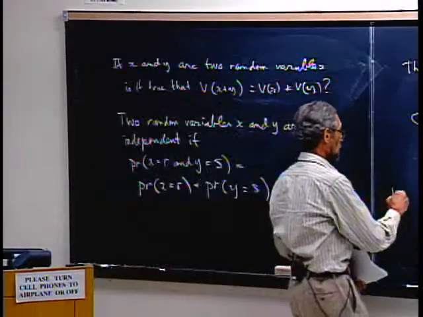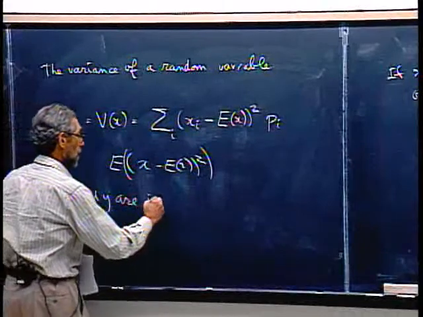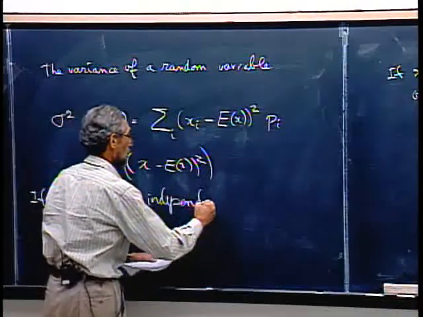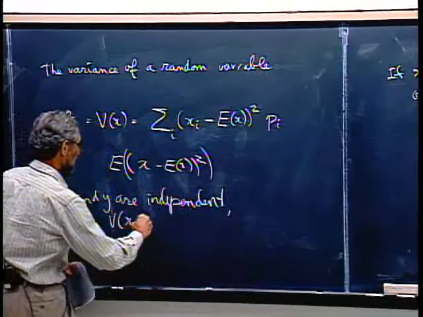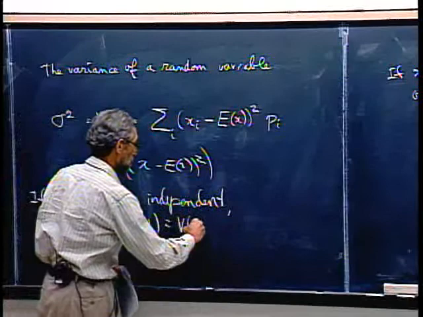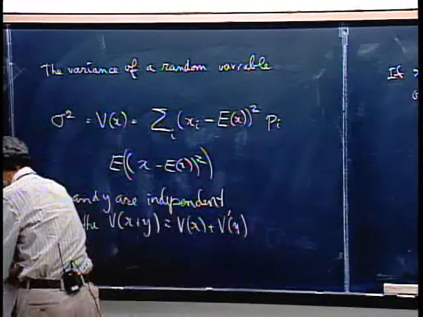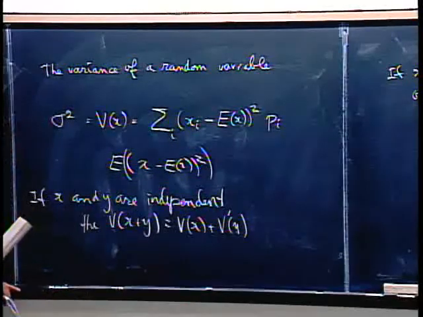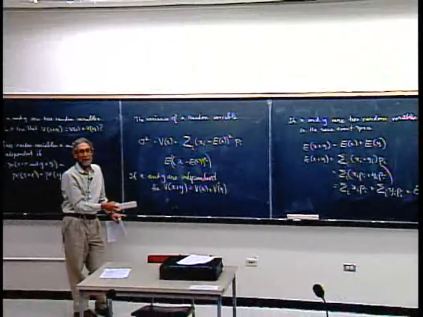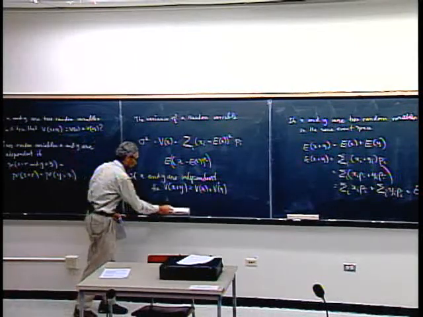So if X and Y are independent, then I claim the variance of X plus Y equals the variance of X plus the variance of Y. So how am I going to do that in 2 minutes? I'm not going to succeed. Why don't you think about how you can use independence to prove this fact, and I'll prove it in class next time. Because otherwise, I'll run out of time today.